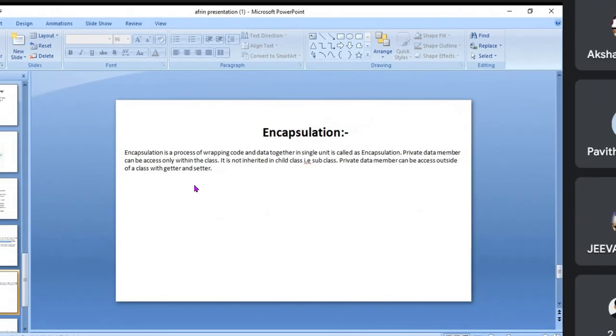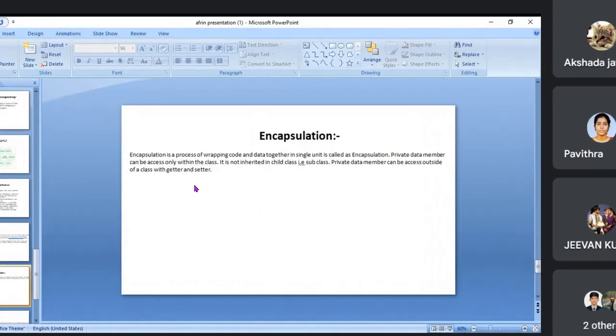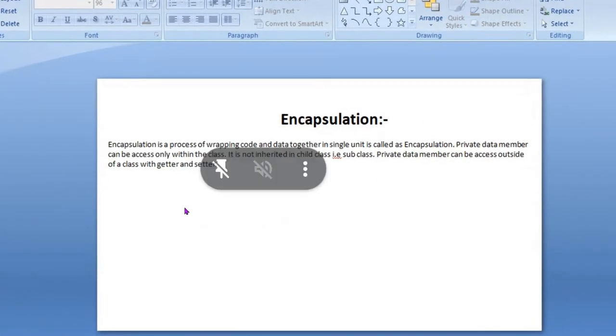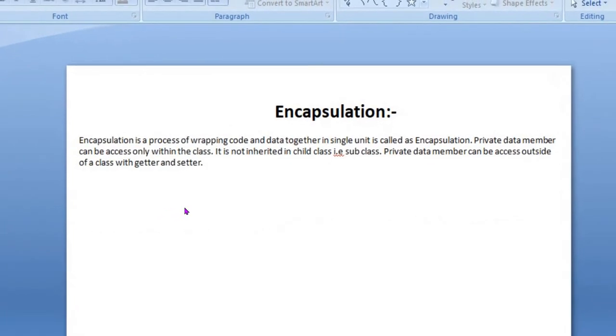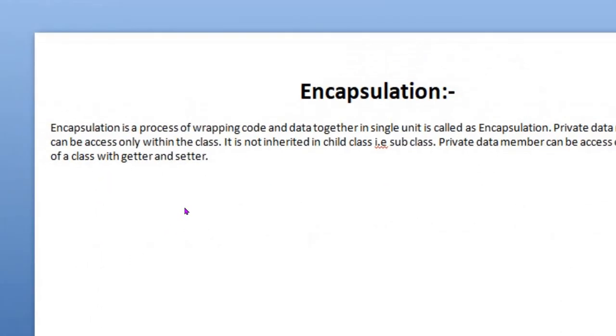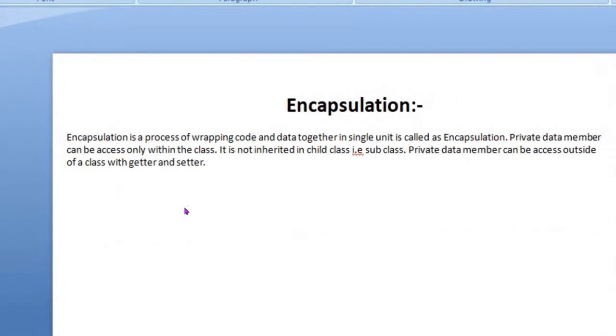Next, encapsulation. Encapsulation means wrapping of code and data together in a single unit. When we wrap the data and code in a single unit, we declare the data members as private, and these private data members can be accessed with the help of public getter and setter methods.